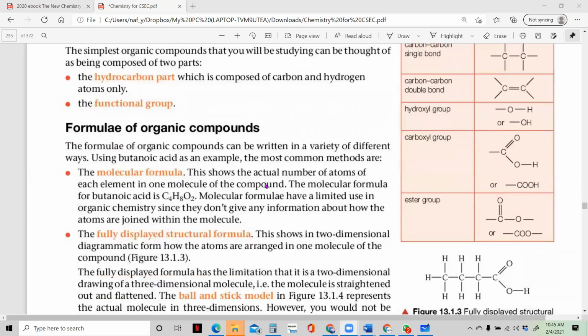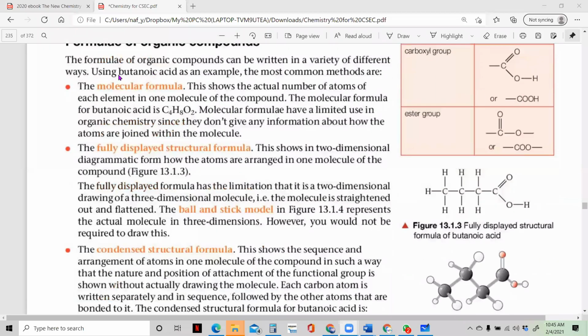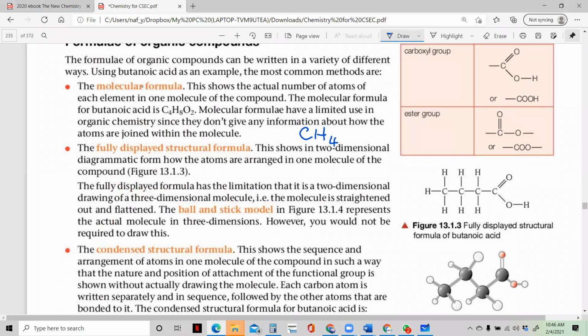Now we're going to explore three types of formula. We're going to explore the molecular formula. A molecular formula is what you are used to. For example, with methane, we say methane is CH4. So a molecular formula is what we are used to, and we're going to explore the molecular formula for organic compounds.